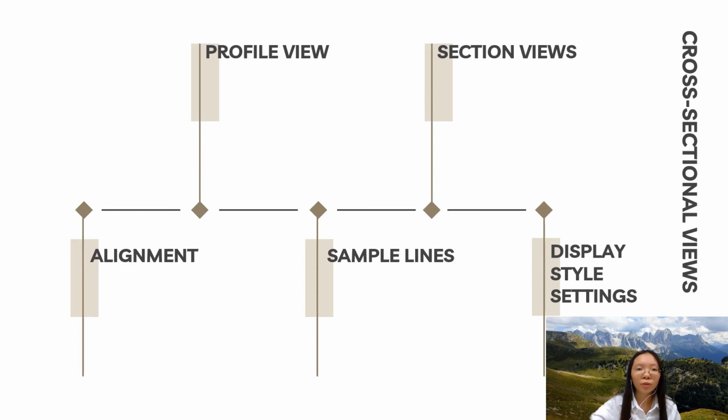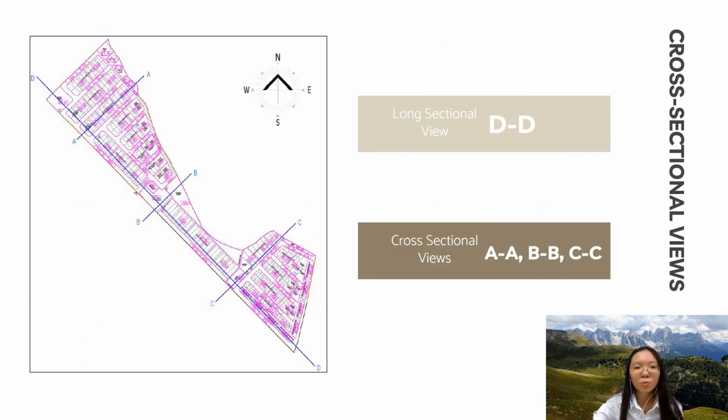First of all, we create one alignment by drawing one line across the area and create the profile view using the alignment. We then create sample lines at the desired stations along the alignment, and section views could be produced based on the sample lines. All the display styles such as the cut and fill area hatch, elevation range, and so on could be adjusted based on the requirement. We have produced one long sectional view DD and three cross-sectional views AA, BB, and CC at the upper, middle, and lower part of the area respectively.